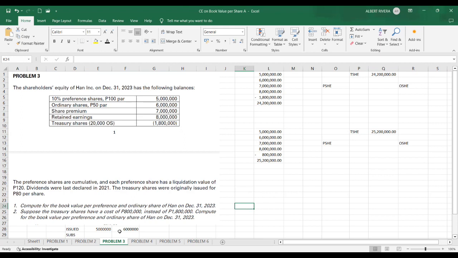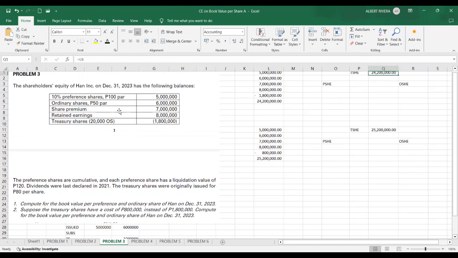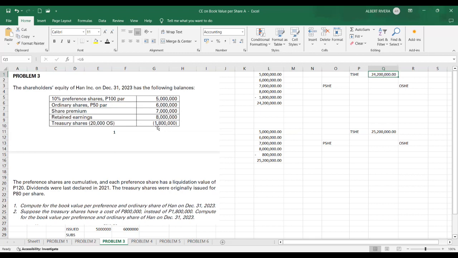Your step number 1 will always be the computation of the total stockholders' equity. In problem 3, we have here 5 million plus 6 million plus 7 million plus 8 million minus 1.8 million. So the total stockholders' equity is 24,200,000 pesos. Okay. Next, compute mo na yung number of shares outstanding, kasi may pagbabago na eh, kasi meron nang treasury. Okay?